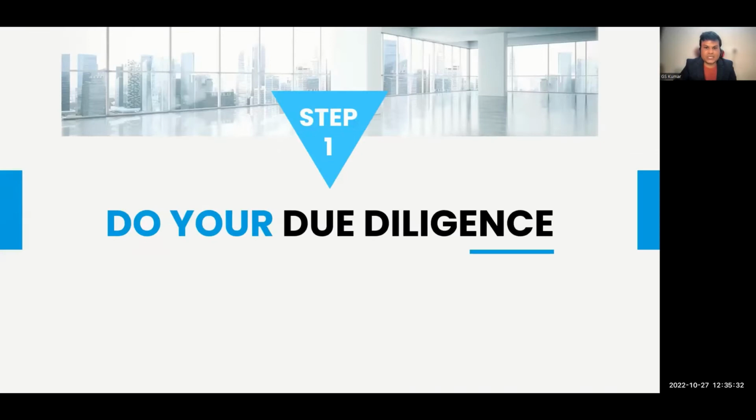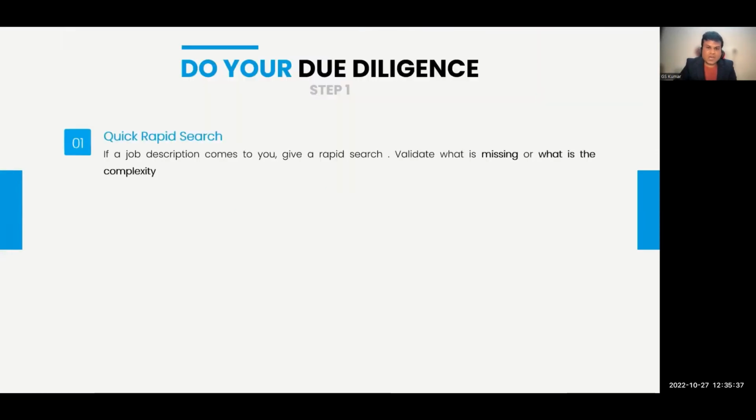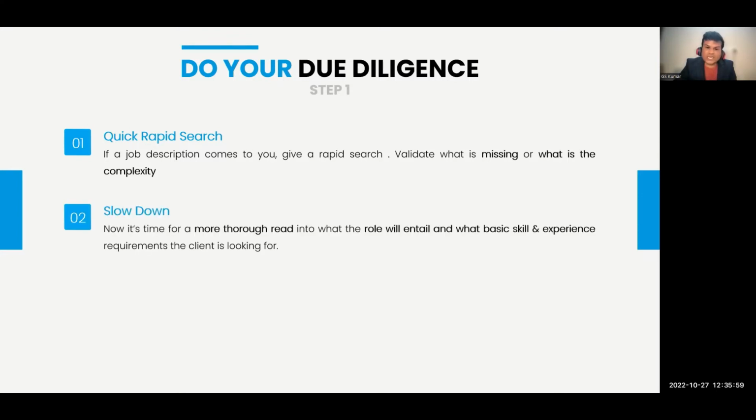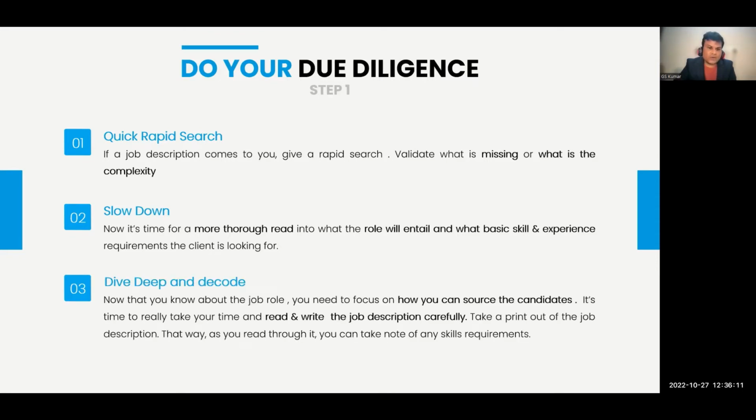Now, first step, do your due diligence. A quick rapid search is required in understanding the job description, where you understand each and every line of a particular job description. First step, validate what is missing or what is the complexity of the entire JD. Second step, slow down. Now it's time for a more thorough read into what the role will entail and what basic skill and experience requirements the client is looking for. Third step, now you have to dive deep and decode each jargon to understand and work on the skill part of it and discover the keywords.